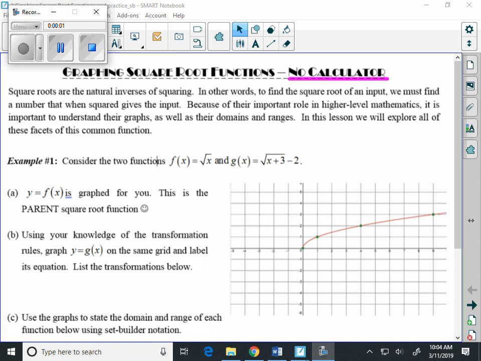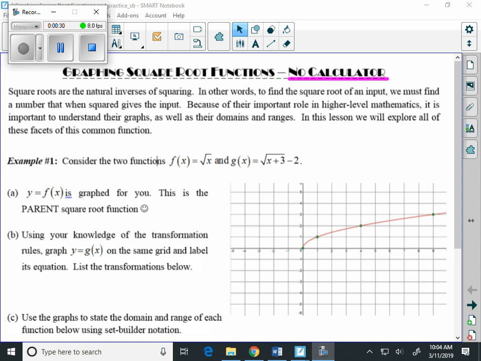Today we're going to graph square root functions, and we're not going to use a calculator. That shouldn't come as a surprise since we did that with graphing quadratics a couple of units ago. And the biggest part of square roots is knowing that square roots and squaring are inverse operations. In a moment I'm going to be talking about where these points on our parent function came from.